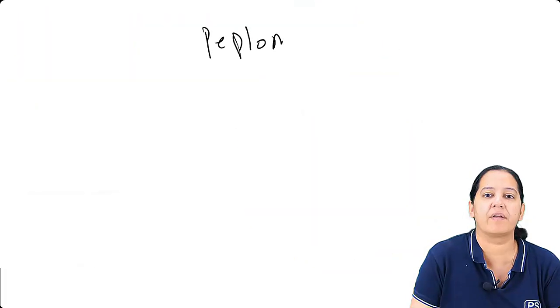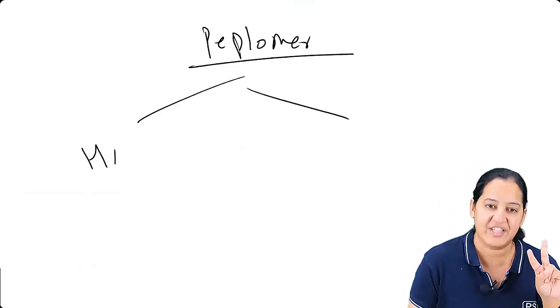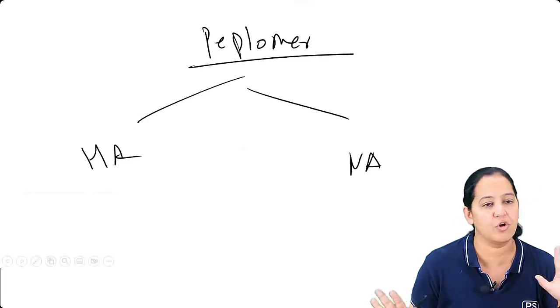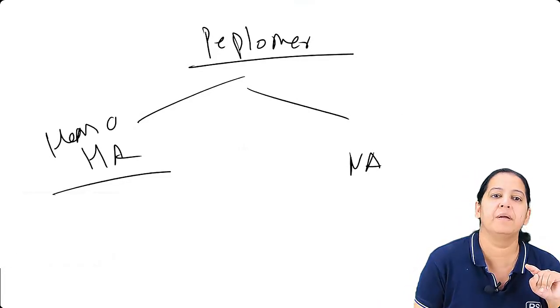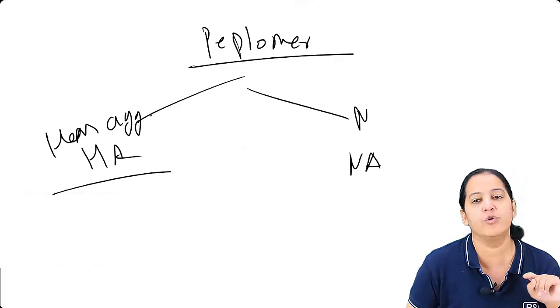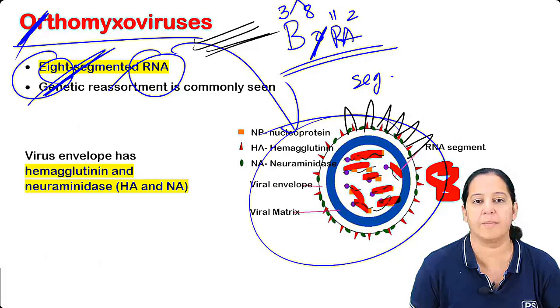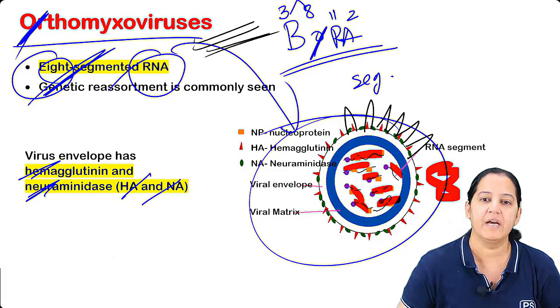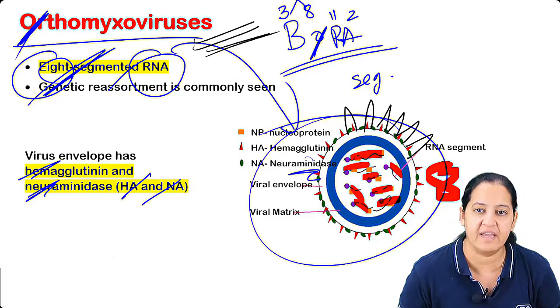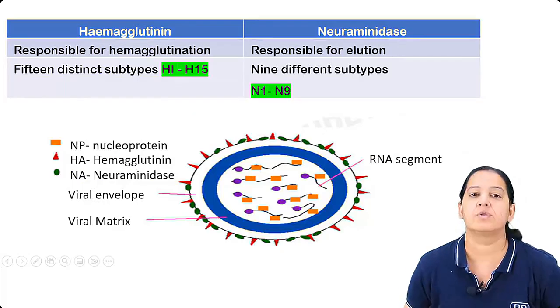There are two types of peplomers. The peplomers are the spiky projections. There are two types, HA and NA. Both are present on orthomyxovirus. HA is hemagglutinin, and NA is neuraminidase. Hemagglutinin and neuraminidase, HA-NA. You can see one is HA, one is NA. It's like that. Okay, so HA and NA.